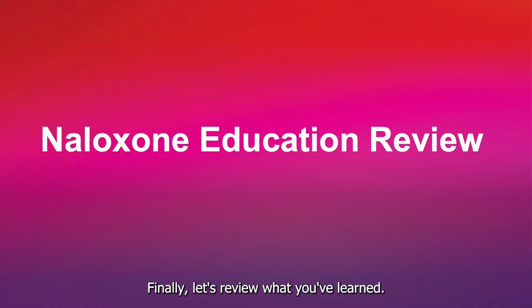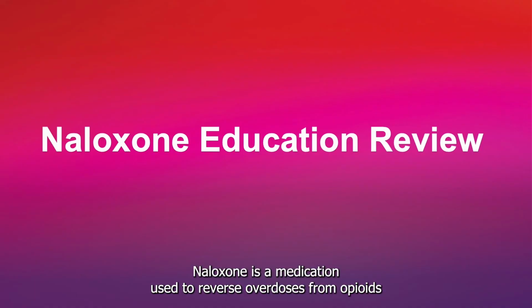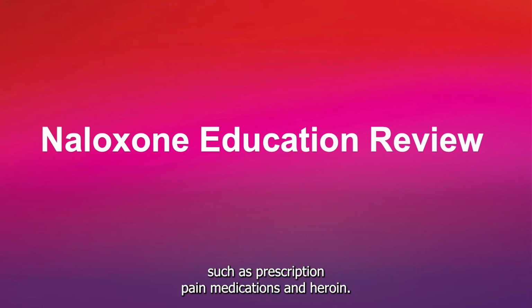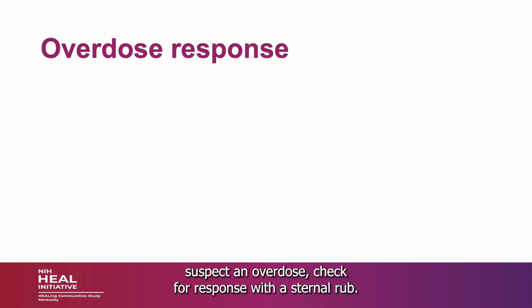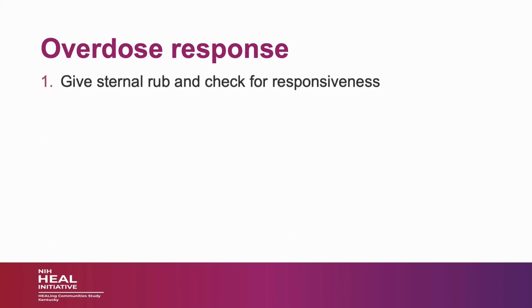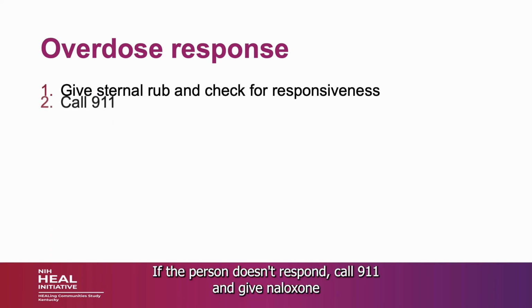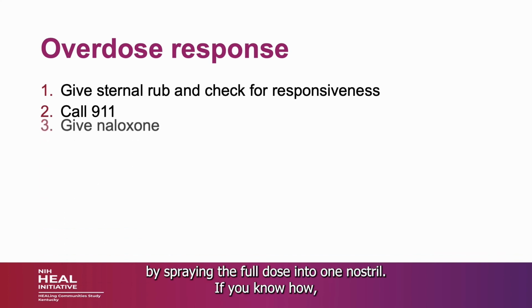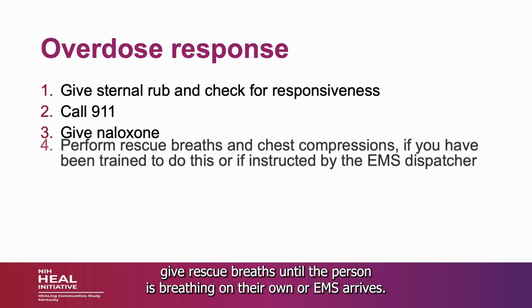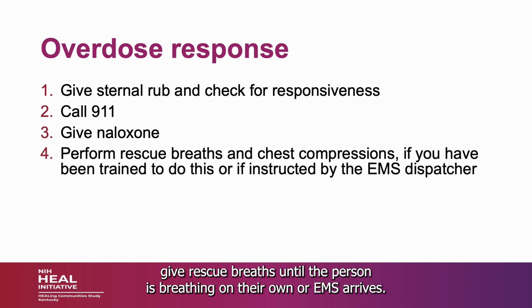Finally, let's review what you've learned. Naloxone is a medication used to reverse overdoses from opioids such as prescription pain medications and heroin. If you suspect an overdose, check for response with a sternal rub. If the person doesn't respond, call 911 and give naloxone by spraying the full dose into one nostril. If you know how, give rescue breaths until the person is breathing on their own or EMS arrives.